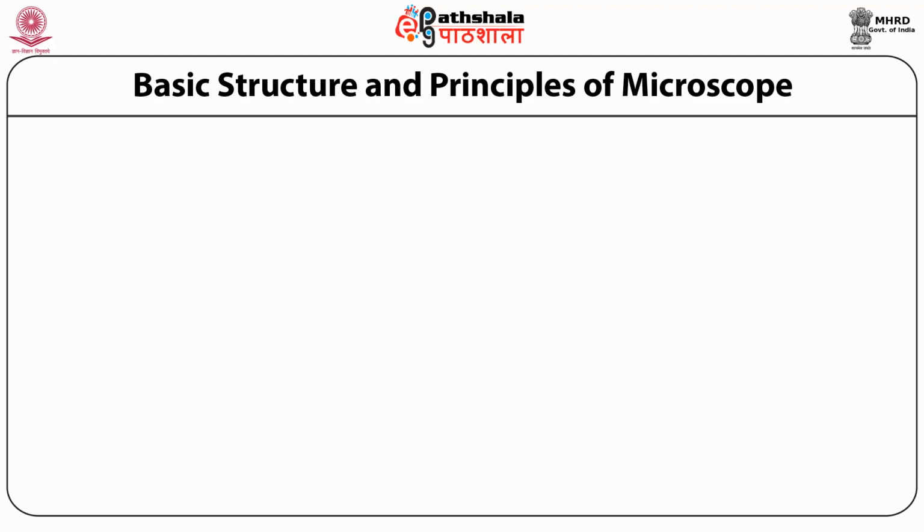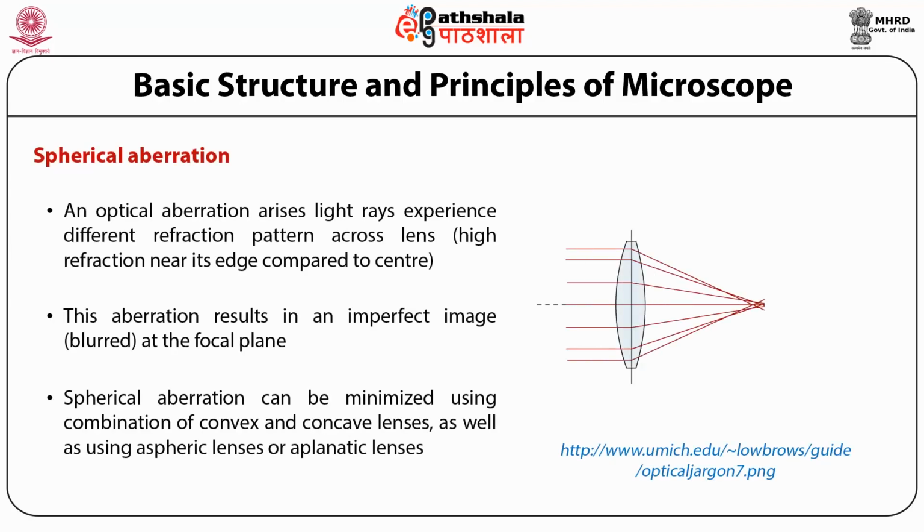Here in detail we are explaining what spherical aberration is. In spherical aberration, because the size and thickness of the lens as well as the refractive index of the lens differ from the center to the edge, the white light coming in is not concentrated at a single focal plane, thereby creating an imperfect or blurred image. These aberrations can be removed if we use convex and concave lenses in combination, or we use a spherical lens or a plan lens that can minimize this.